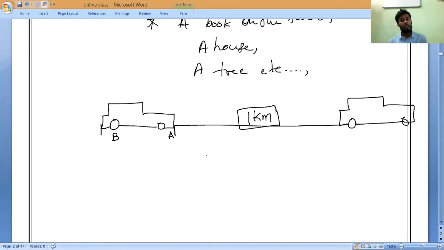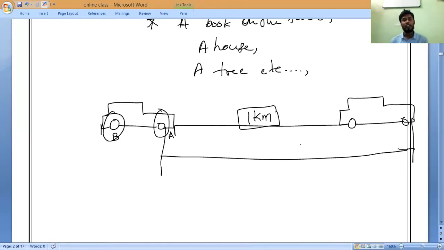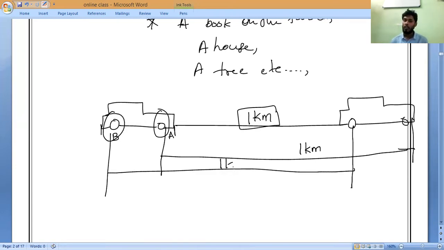Now, you tell me, the distance traveled by your car is 1 kilometer, is it only by the front tires or only by the back tires? Two tires. Every part. Yes or no? From front tire to front tire, what is the distance traveled? 1 kilometer. From back tire to back tire? Again, 1 kilometer. So each part of the body will travel the same distance, in the same interval of time. Time is also very important.